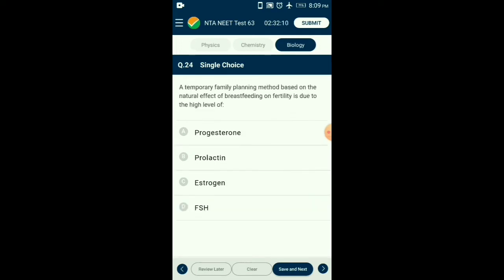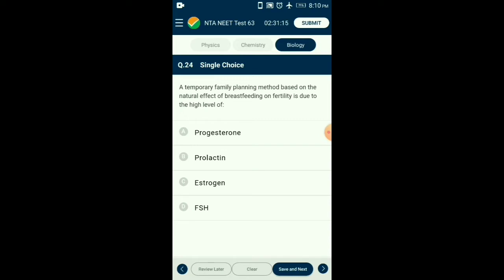Question number 24. A temporary family planning method based on the natural effect of breastfeeding on fertility is due to the high level of. Progesterone is a female sex hormone. It is produced mainly in the ovaries and it helps in maintenance of pregnancy. Prolactin causes the breast to grow and make milk during pregnancy and after birth. Prolactin levels are normally high for pregnant women and new mothers.